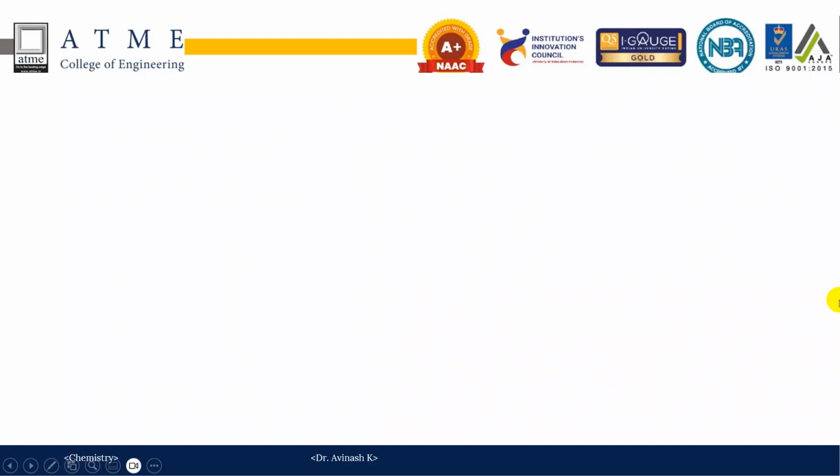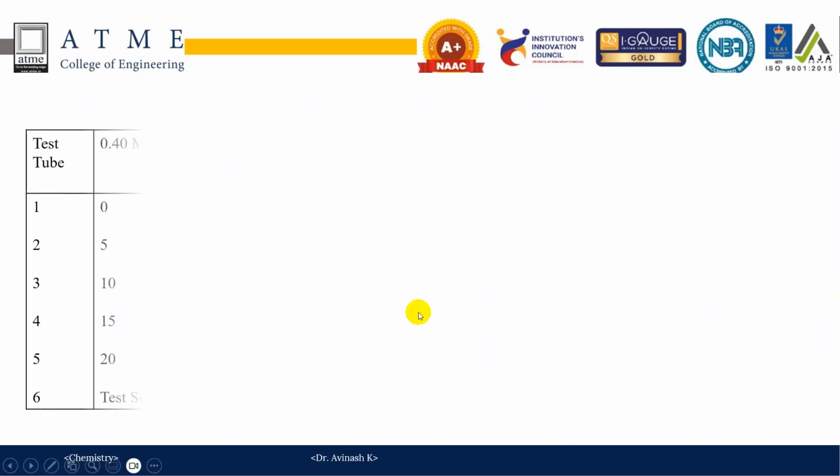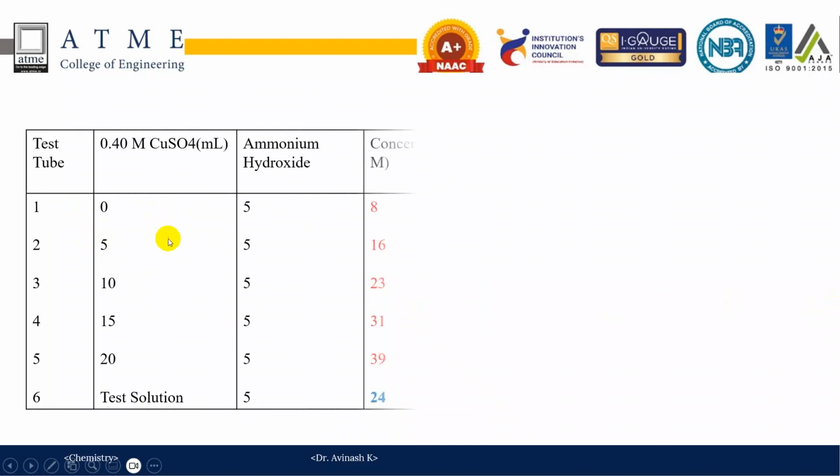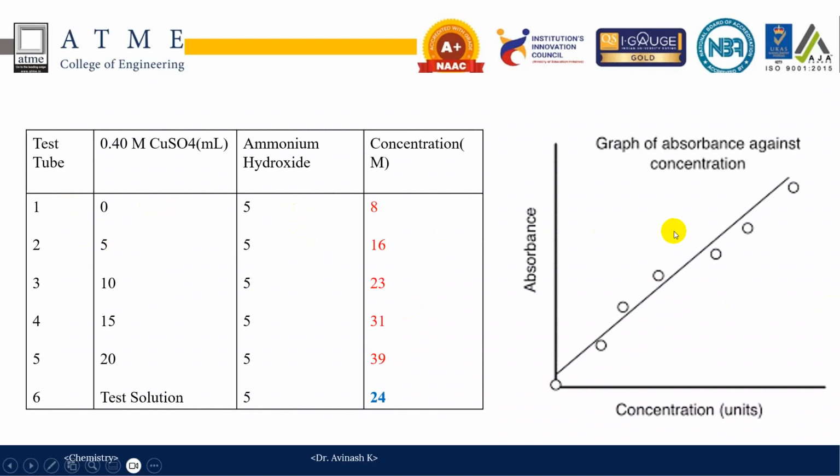So now, tabulate whatever is done. In one column, note down the volume of copper sulfate added, and in the other column, add the amount of ammonia added, and finally record the absorbance that you have got. Now plot a graph of concentration on the x-axis and the absorbance on the y-axis. You are going to get a linear graph which passes through the origin.